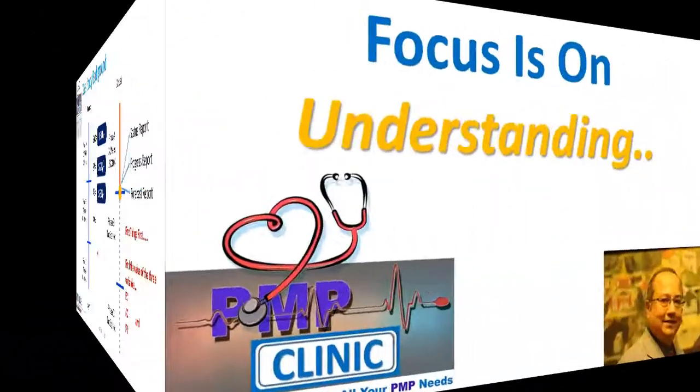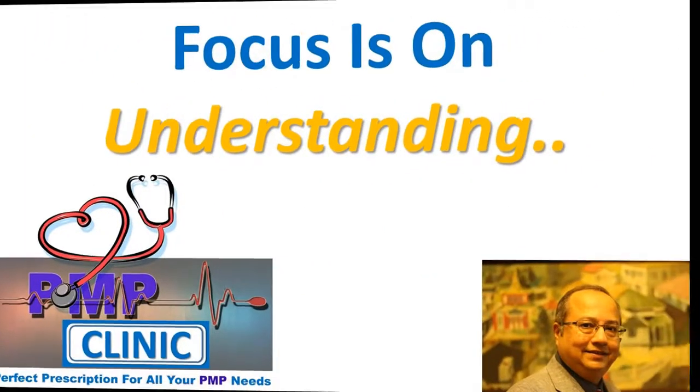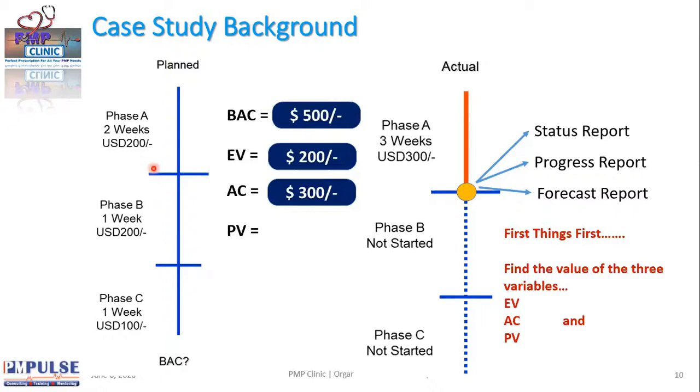Let me repeat. Now is 3 weeks, which is phase A and phase B, which totals to 200 plus 200. In 3 weeks, we should have spent $400, and therefore the value for PV is $400.